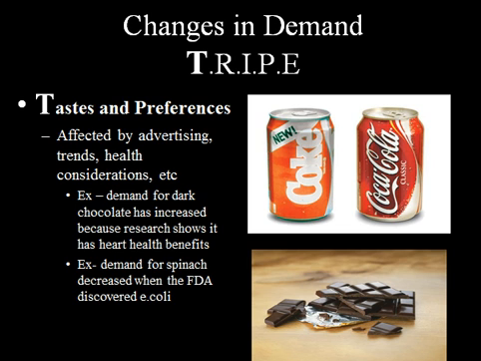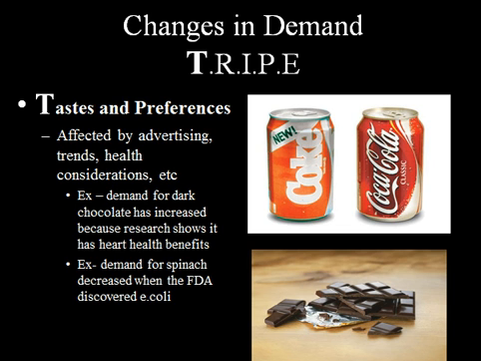The first one, T, tastes and preferences. The demand curve is going to be affected by advertising, trends, and health considerations. For example, the demand for dark chocolate is increased because research shows it has heart health benefits. So there's an example of health considerations. As well as demand for spinach is going to decrease when the FDA discovered there were outbreaks of E. coli in spinach. So that will decrease it.